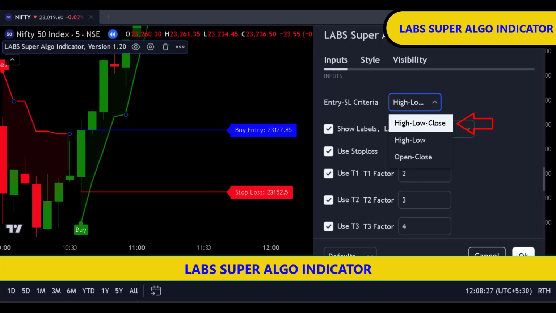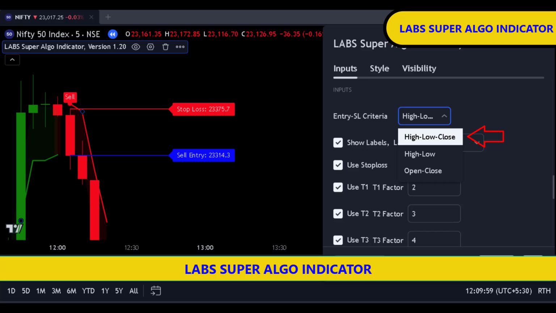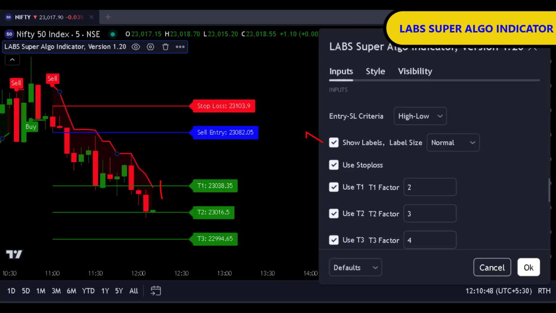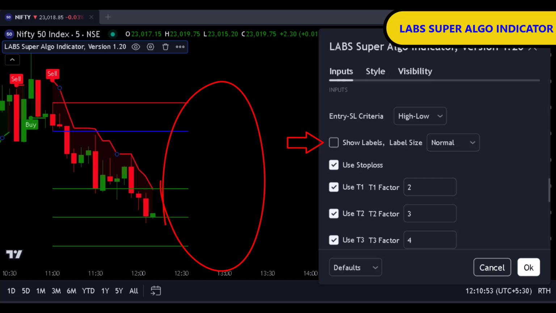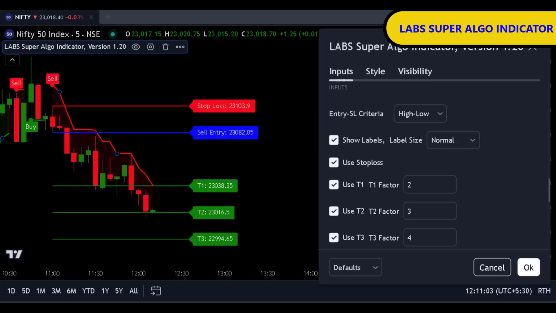Similarly, if you choose the high-low close option, then, for a buy trade, the entry level will be at the close point of a candle, and the stop loss level will be at the low point of the candle. For a sell trade, the entry level will be at the close point of a candle, and the stop loss level will be at the high point of the candle. You can turn on or off these labels using this Show Labels option. From here, you can adjust the size of the labels.